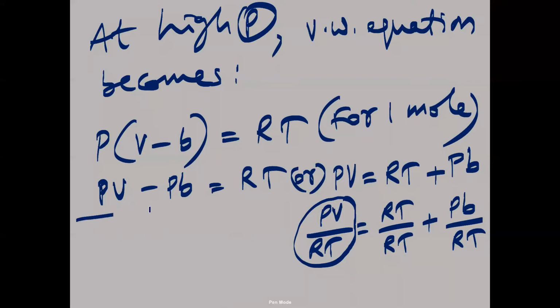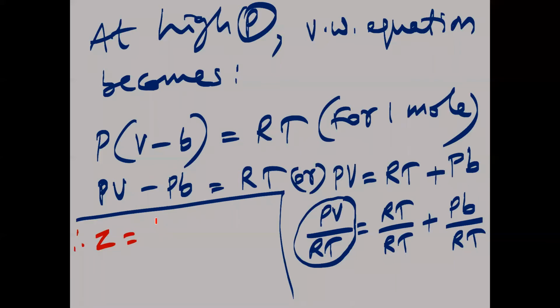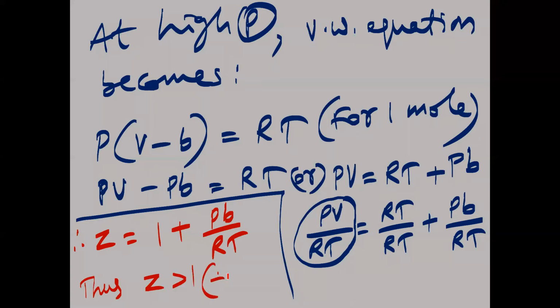Therefore, Z equals 1 plus PB by RT. That means the Z value is greater than 1. Whenever Z is greater than 1, that is positive deviation from ideal behavior. So this real gas will exhibit positive deviation from ideal behavior.